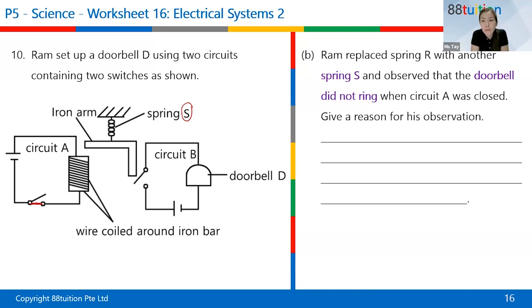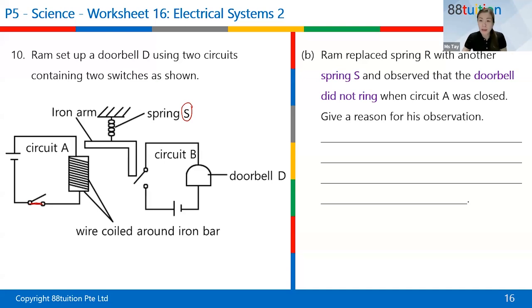This is spring S now. Irene said circuit B is not closed. When the doorbell didn't ring, that means circuit B is not closed. If circuit B is not closed, how come? Circuit A closed, but circuit B not closed, right? I think there's something to do with circuit A, and when circuit A is closed, something activates the iron arm that pushes the switch for circuit B. But it didn't happen, right? So what could that be?